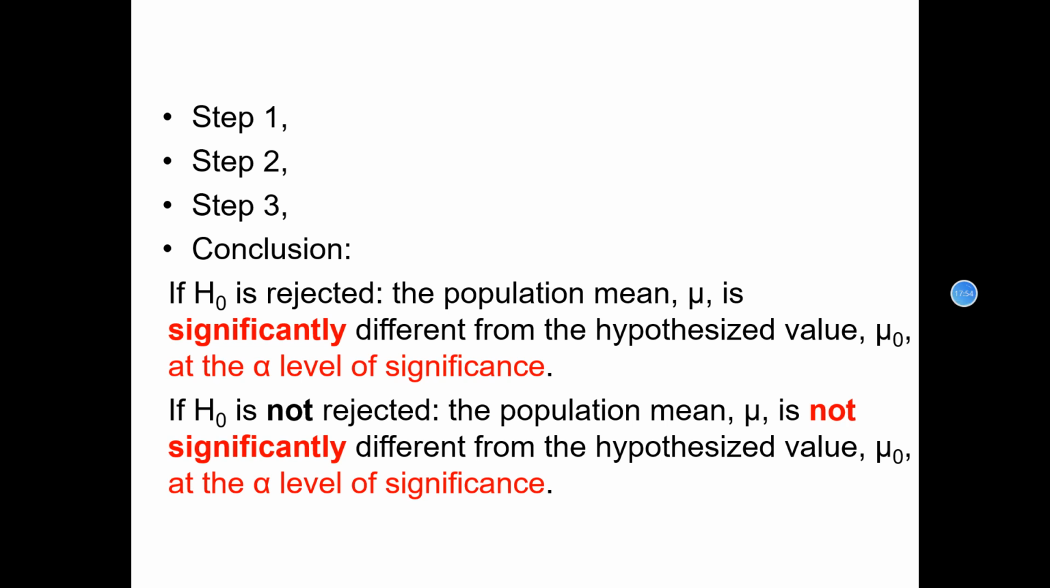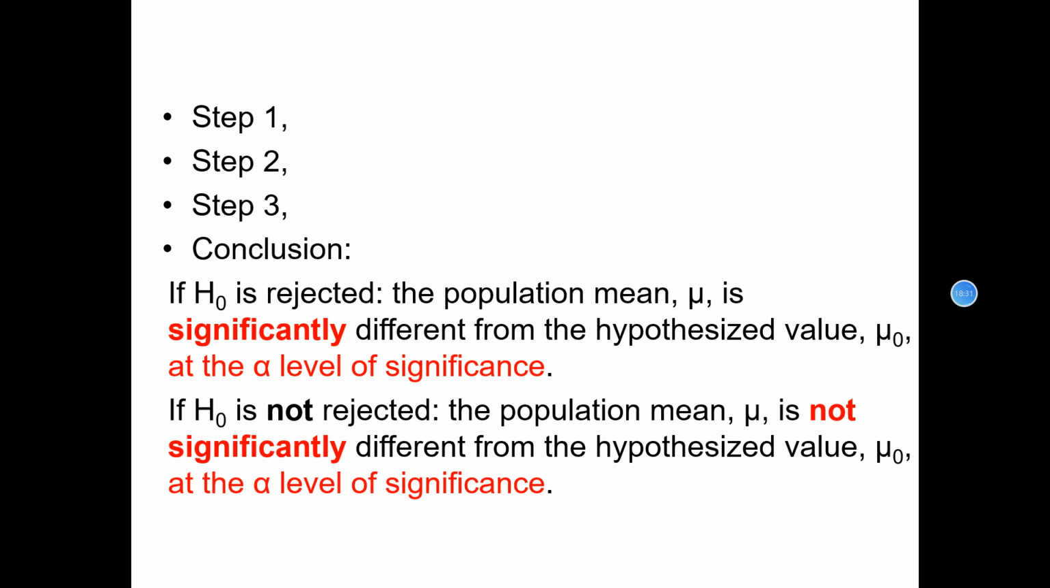And don't forget alpha. We need to set a number for alpha, and most often we use 0.05. So that is what we did in step 1. In step 2, we need to figure out a test statistic. For example, in z-test, we need to calculate the z value. In t-test, we need to calculate the t value. Step 3 is to make the decision: reject H0 or not reject H0.